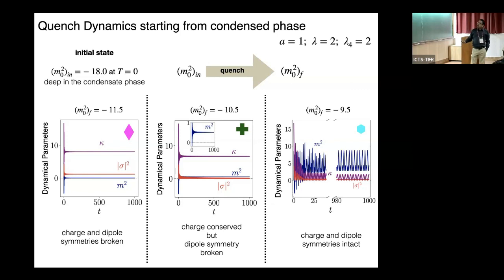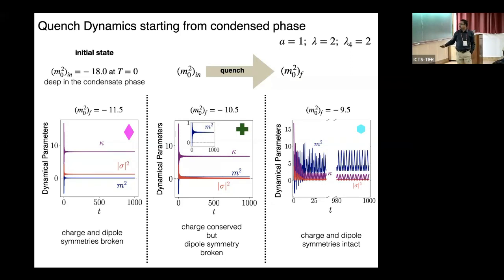If I go further down, m0 square final of -9.5, and again, there's a break because I'm now looking at 980 to 1000 here. You see that my m square has now become finite, okay, very large, but it's also oscillating, some quasi-stationary type of state. Sigma square has essentially gone to 0 even here. And kappa is doing something funny. It's oscillating, but it's also touching 0 at various points.